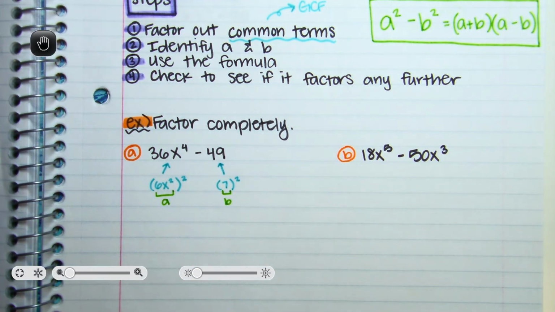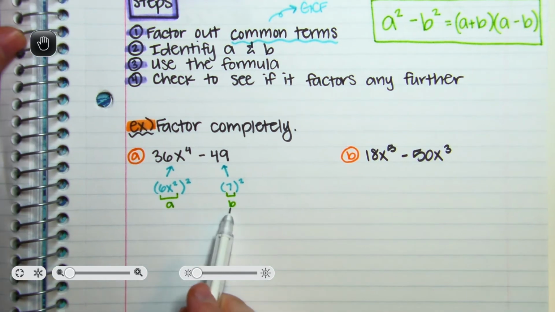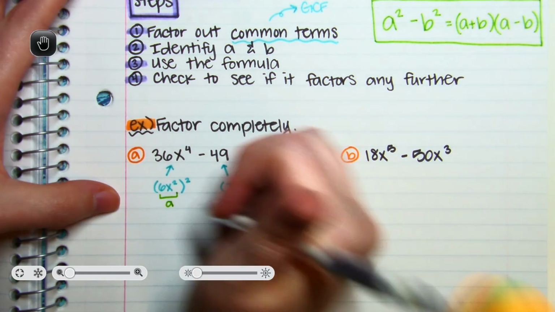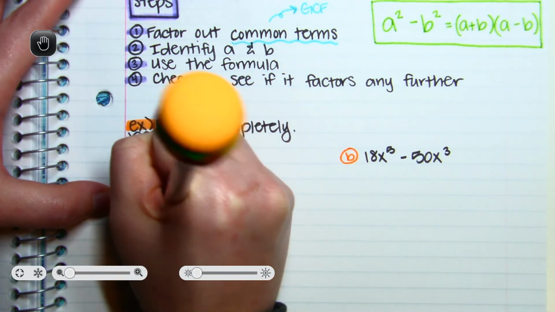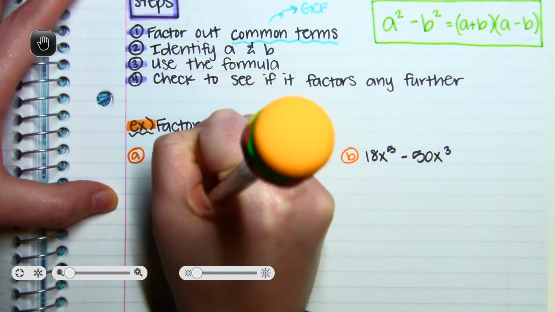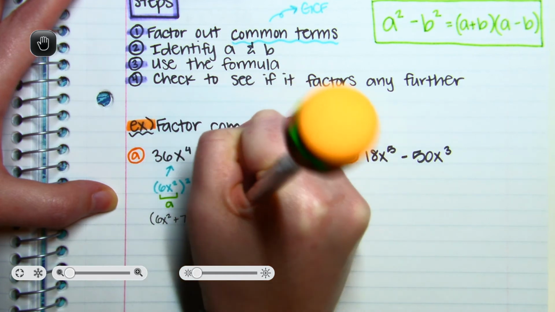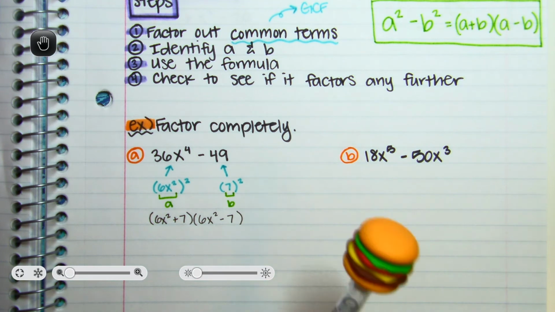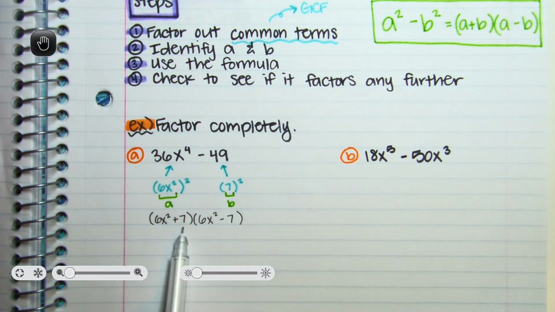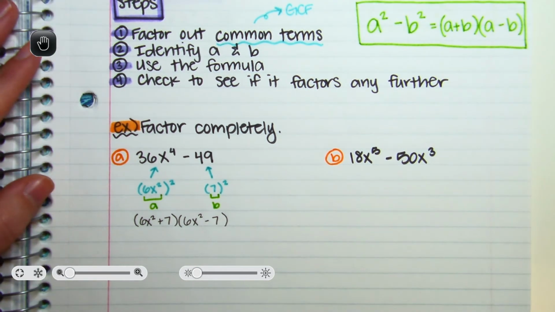is the B. So when we write out our answer to this, it is just A plus B and then A minus B. So it's literally all I'm going to write. So the A is 6x squared plus 7, and then 6x squared minus 7. And then step 4 is to check to see if it factors any further. These are both two terms, but none of them are perfect squares, so nothing factors any further. So we're done.